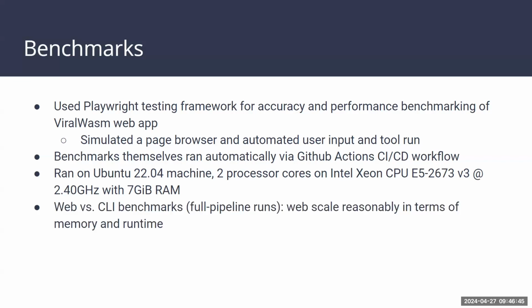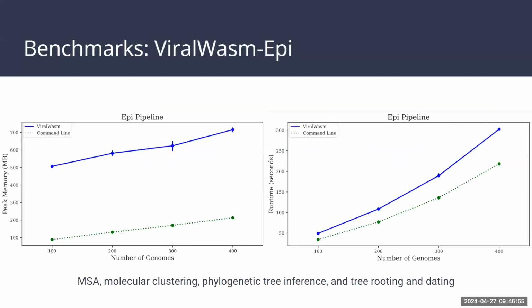And then, comparing the web versus the command line benchmarks, the web scales reasonably in terms of memory and runtime. It's a bit slower, and I'll have some graphs, but you can take a look on the left. I don't know if it's cut off, but on the left, that's the memory usage. So there's about maybe a 500 megabyte gap between command line and the web interface, but that's pretty reasonable for workstations nowadays, where you can usually have 4 to 16 gigabytes of RAM.